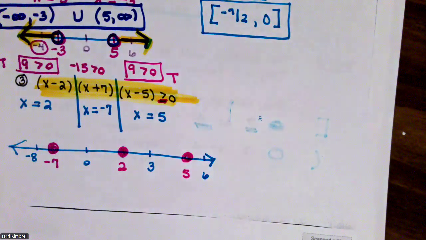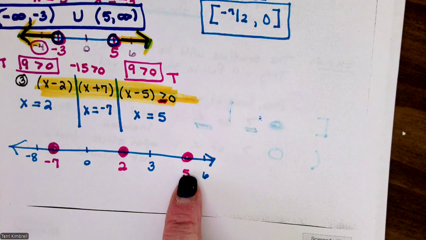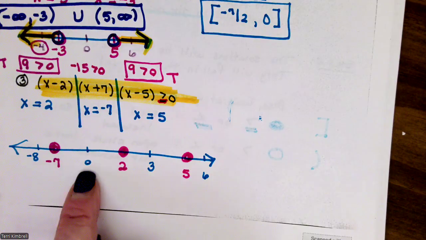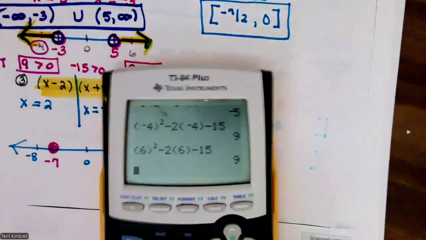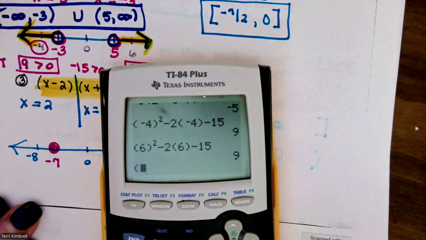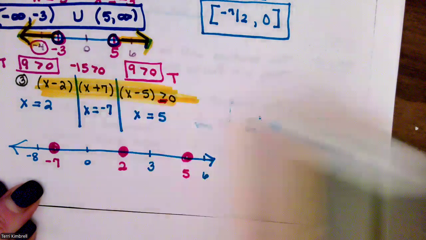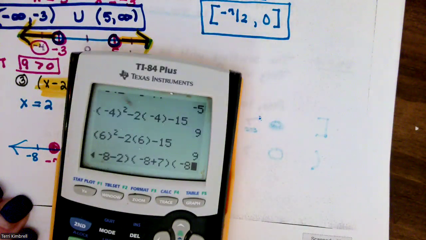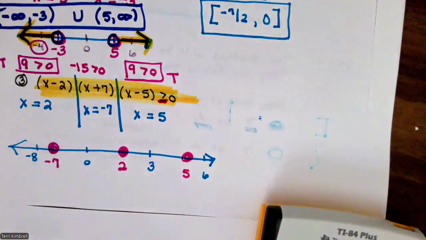And the truths are going to be where it is greater than or equal to 0. The only way it's going to be equal to 0 is because of the reds here. Okay, so we're seeing if these numbers would give us a greater than 0 value. So we're going to type in -8 and make sure you put parentheses, -2, just like the problem says, -8 plus 7, and then -8 minus 5. So that's going to give you negative 130.